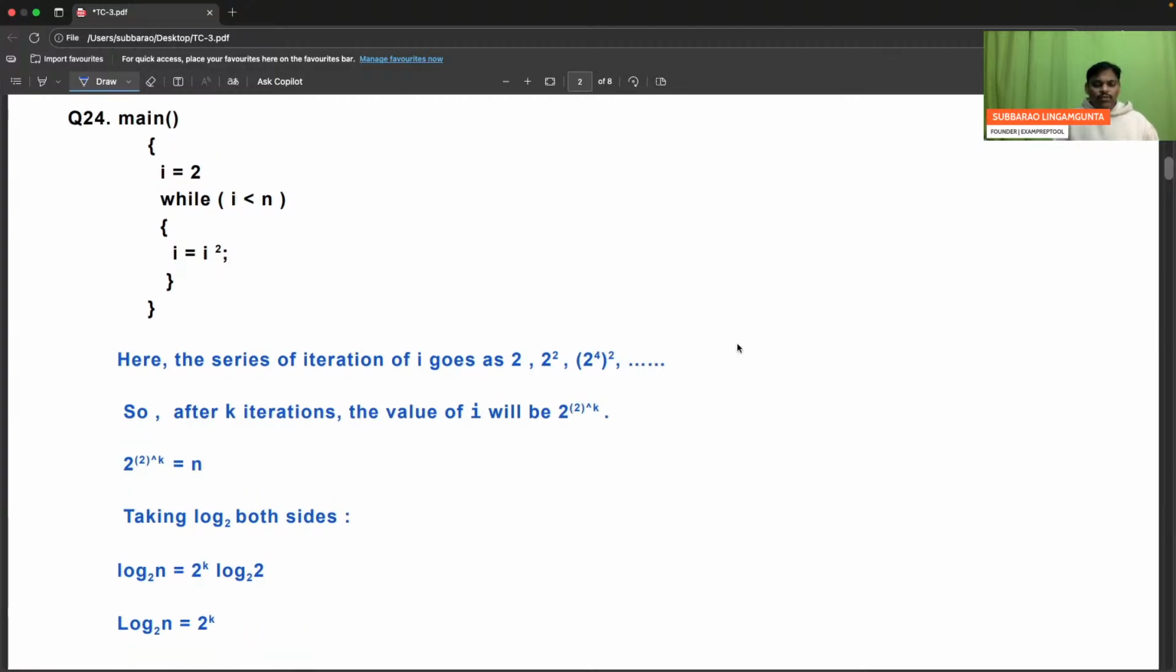Go to question number 24. Main: i = 2; while i < n, i = i square. Here the series of iteration of i goes as 2, 2 square, 2 power 4 and so on.